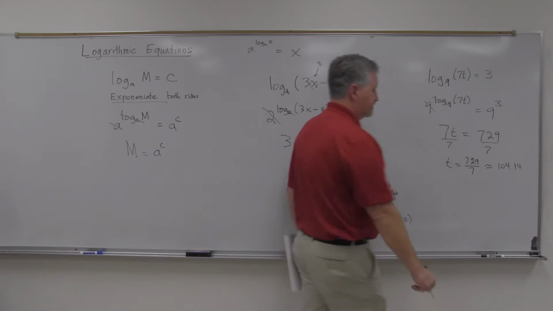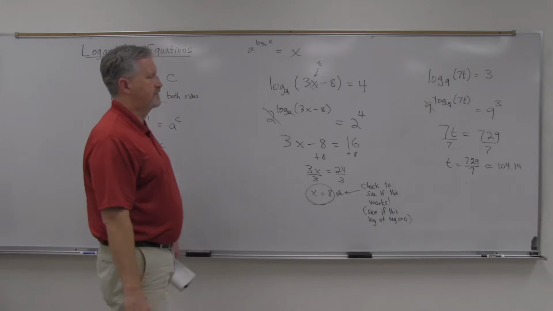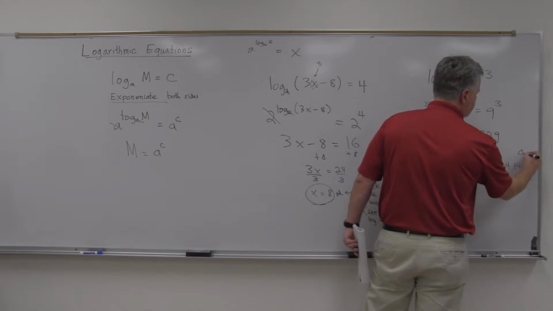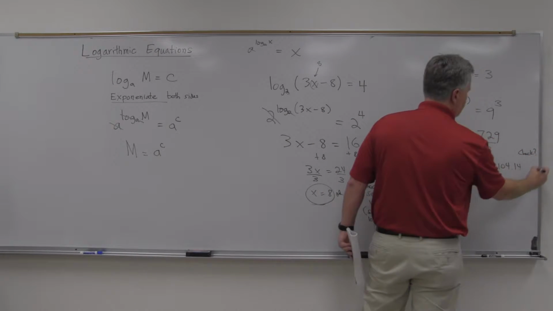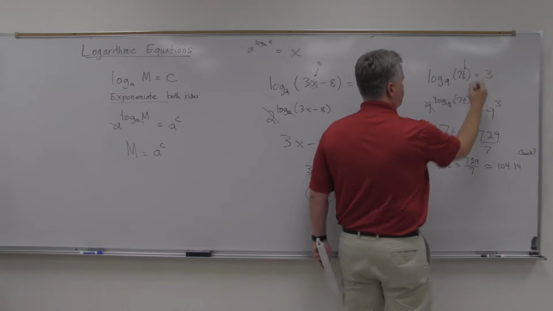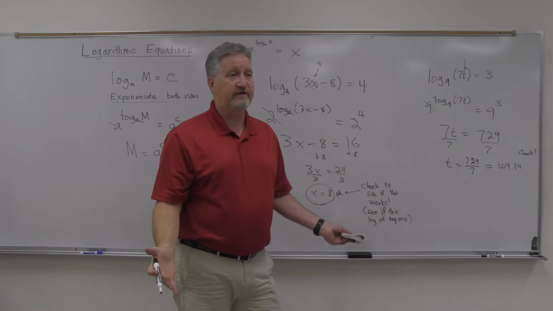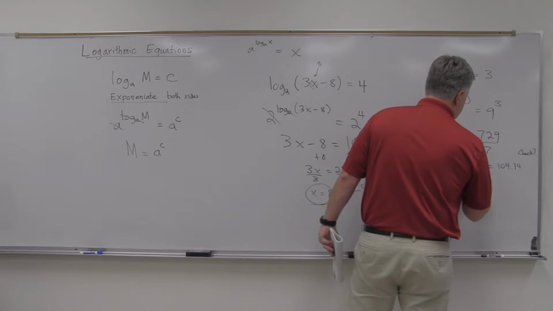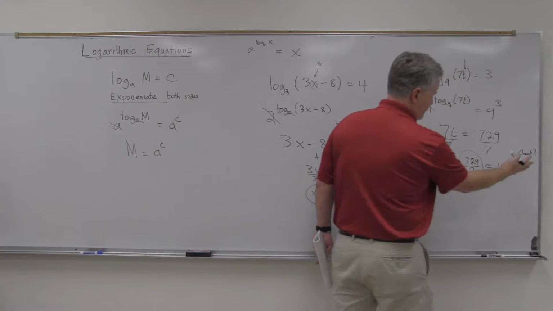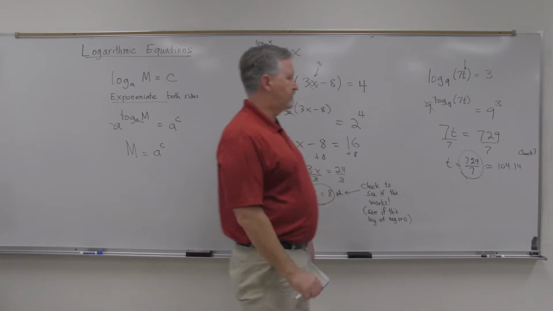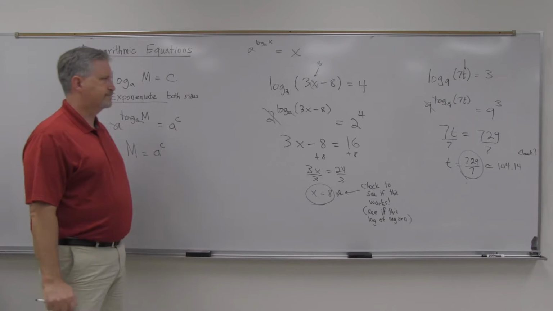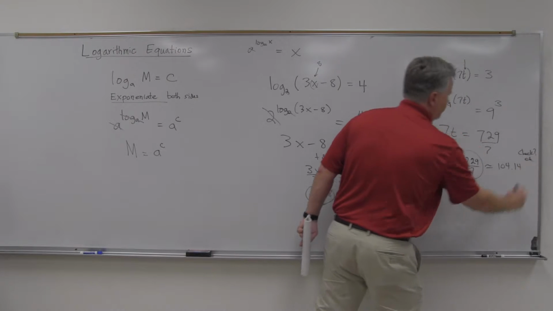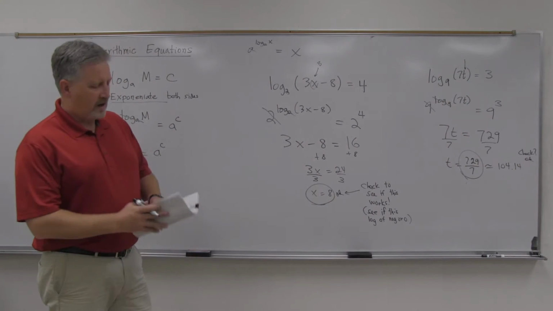104.14, approximately, to 2 places. And then checking: if I plug that in, does that give me the log of a negative? That's clearly not going to give me the log of a negative, so it's okay. They would probably give that answer rounded, so if they want you to round it, go there. Okay?